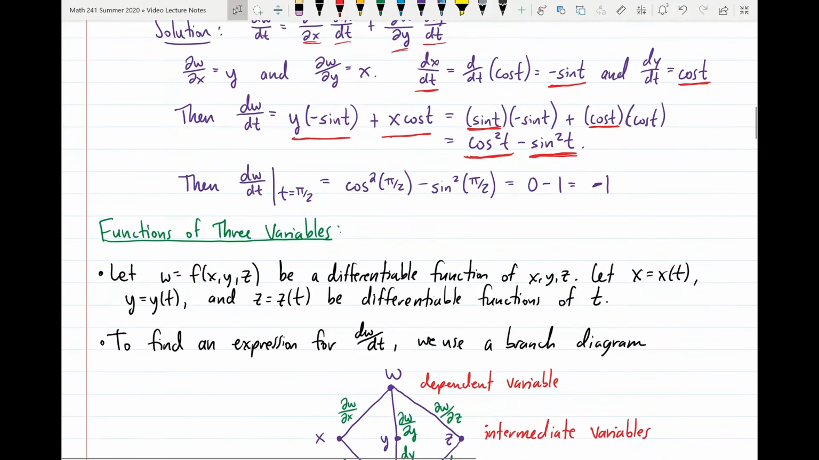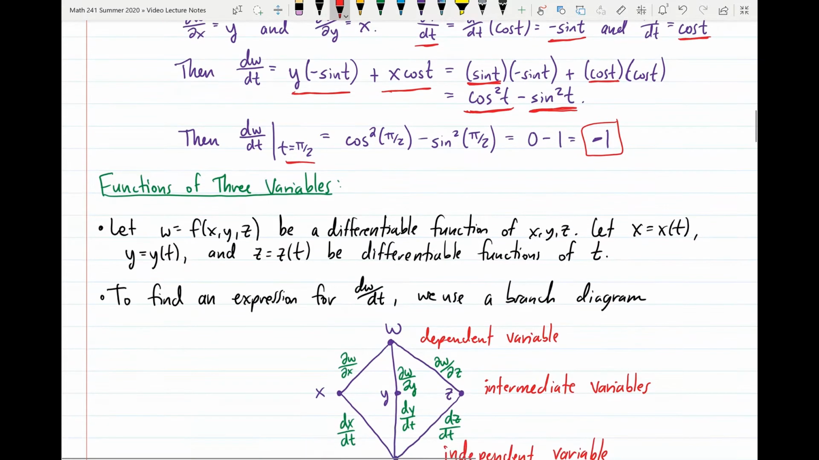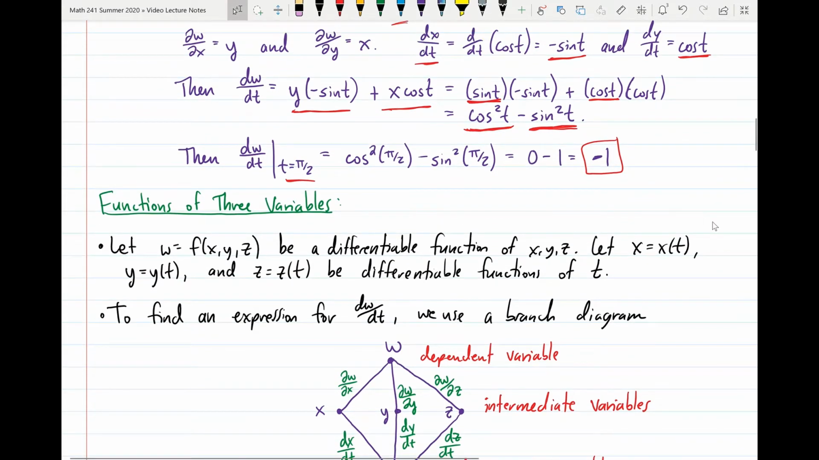And now we can evaluate the derivative of w with respect to t at t equals pi over 2. And to do so, we just take the value pi over 2 and plug it into t. And we end up finding that the derivative of w with respect to t at t equals pi over 2 is equal to -1.